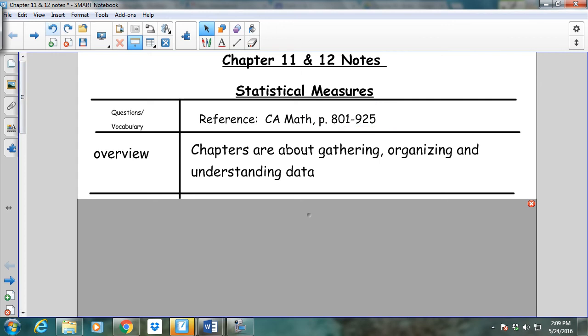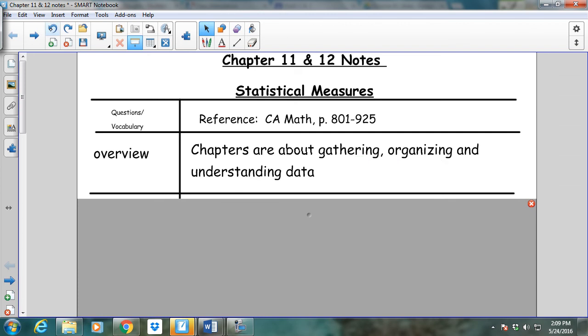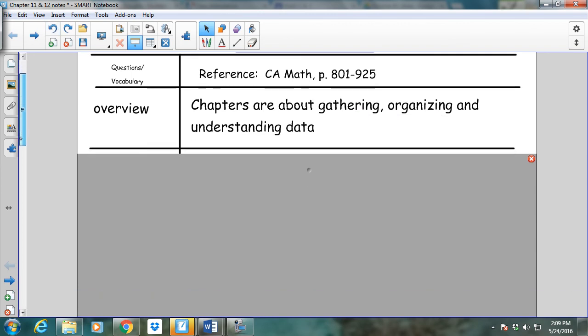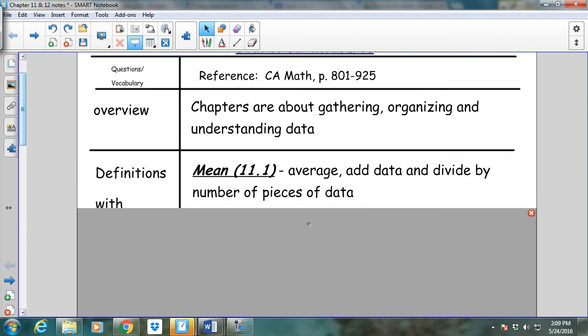Statistical measures sounds like a really fancy, really big word, and basically what it's about is getting data, gathering information, organizing that data in a chart or a graph, and then understanding that data, finding out things like the average, the middle numbers, dividing the numbers up, that kind of thing. So that's what these chapters are about: data and data gathering. So, some words you need to know.